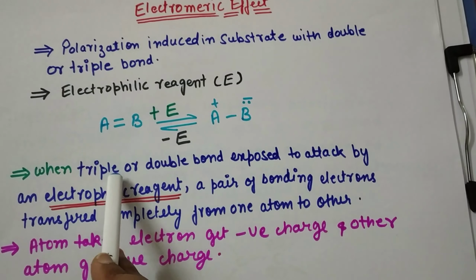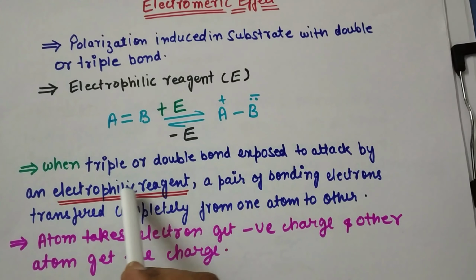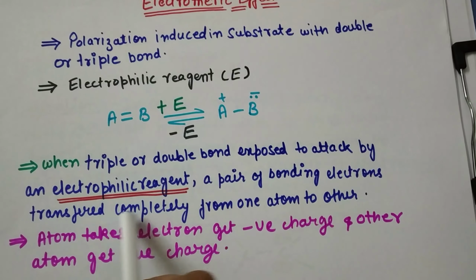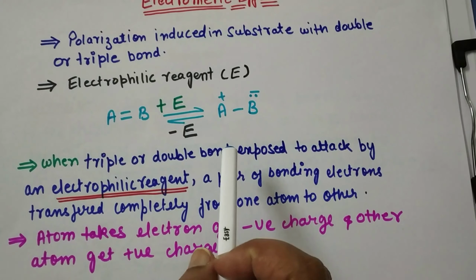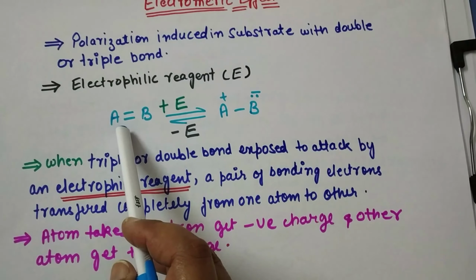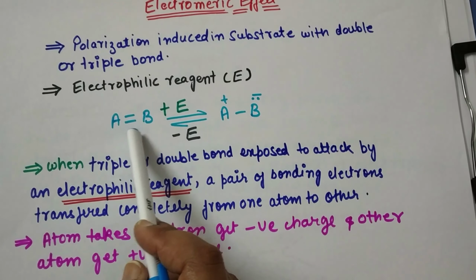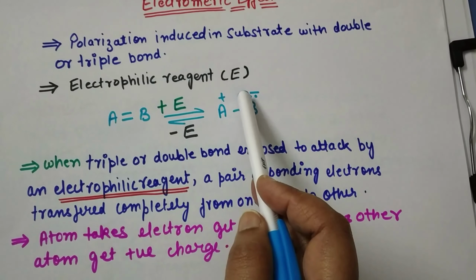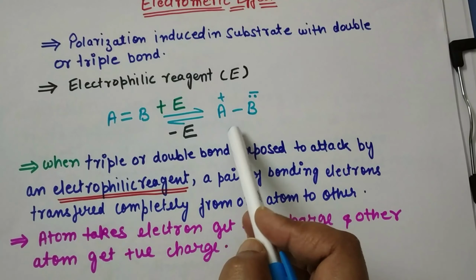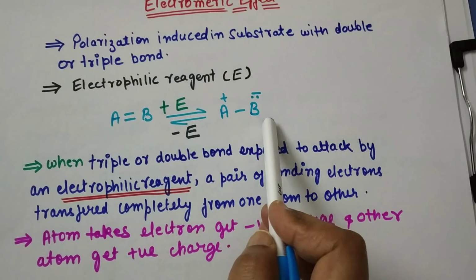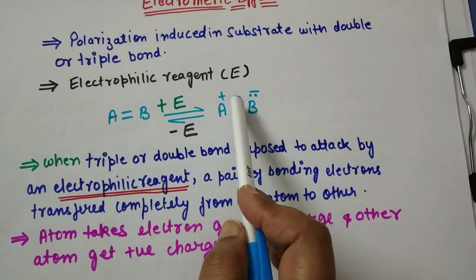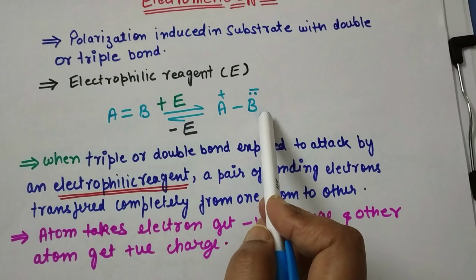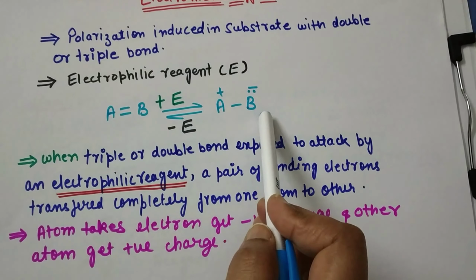Next point, when a triple or double bond is exposed to an electrophilic reagent, a pair of bonding electrons is transferred completely from one atom to another atom. So here you can see in this molecule the double bond is present, and due to this electrophilic reagent, this is the complete transfer of the electron pair. Here you can see B got the negative charge because the electrons present in the double bond move towards B. So because of that it gets the negative charge.